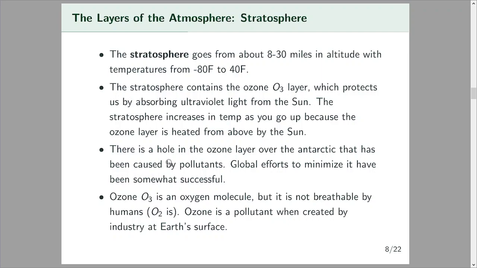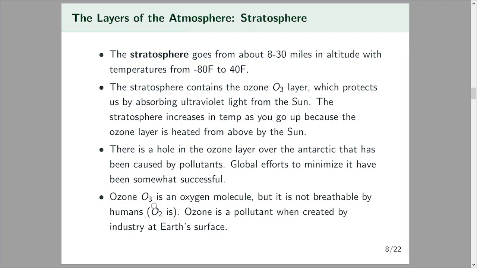It turns out there's a hole in the ozone layer that's been caused by pollutants. This has been worked on through global efforts for 40 years now, and some progress has been made, at least efforts to bring the increasing size of the hole to a stop. It would be bad if we lost the ozone layer.